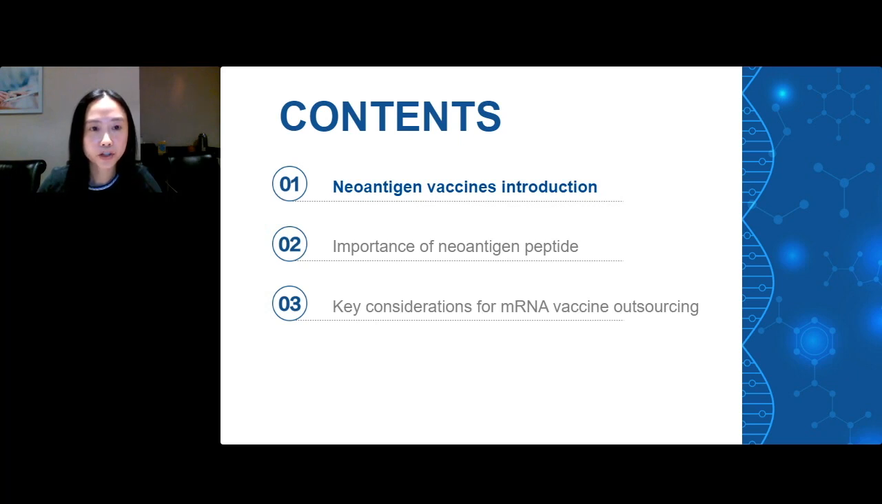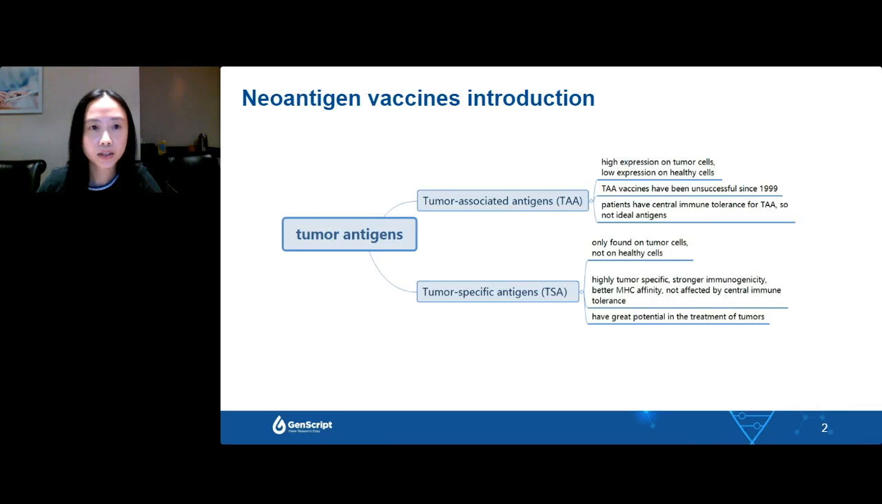Okay, let's first talk about the neoantigen vaccine. Let's quickly see this concept first. Before we talk about the neoantigen vaccine, let's take a look at the tumor antigen. There are two types of tumor antigens. One is called tumor-associated antigen, the short form is TAA. Another is tumor-specific antigen, the short form is TSA. What are the differences between them?